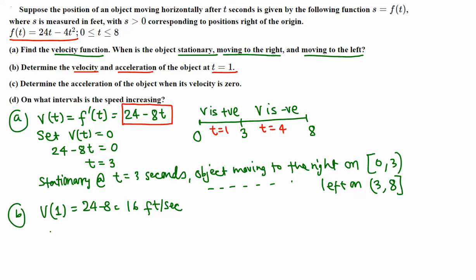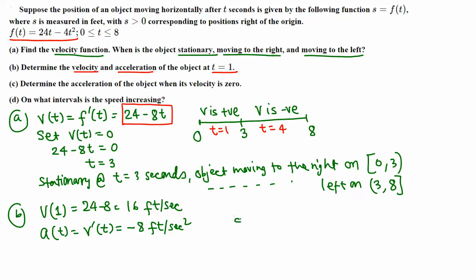Now we need to find the acceleration. Acceleration is the derivative of velocity. The derivative of 24 minus 8t is 0 minus 8, so it's negative 8. By the way, the acceleration at any time t is negative 8. So after 1 second or after 5 seconds, same thing. This is always the same acceleration, in feet per second squared. There is no t, which means at any time the acceleration is negative 8.